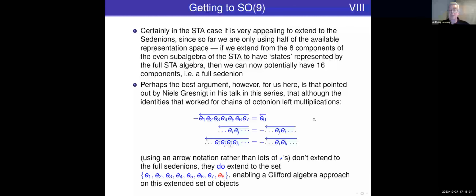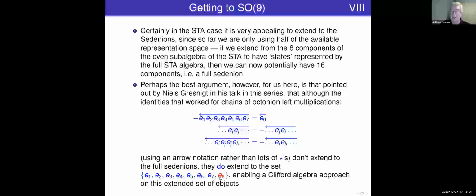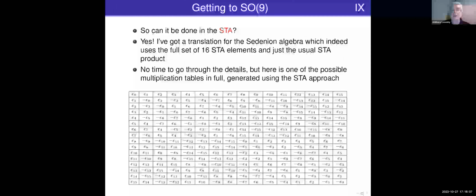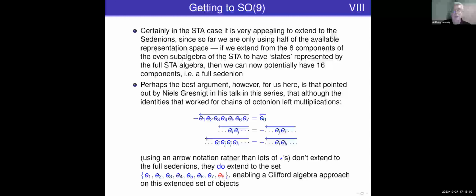And perhaps the best argument, and this is from Niels Gresnigt's talk, is that the Clifford algebra structure that we found before with going up to 7 objects, in particular these 2 lines, where you swap 2 things they anti-commute, and you square something, it squares to -1. They don't extend to the full Sedenions, but they do extend to the set where you adjoin E8, enabling a Clifford algebra approach on this extended set of objects. So actually, we found our J if we use E8.